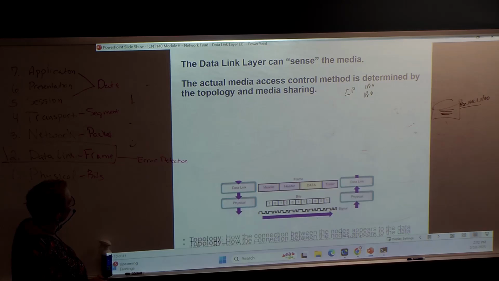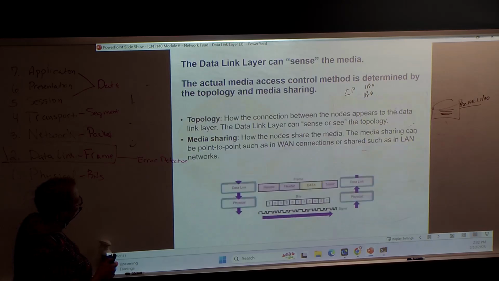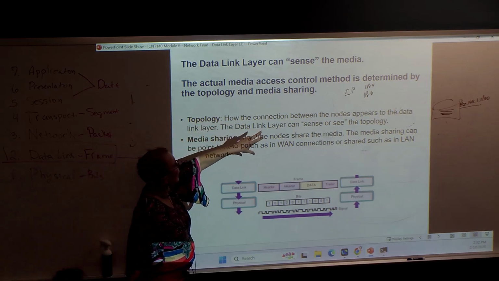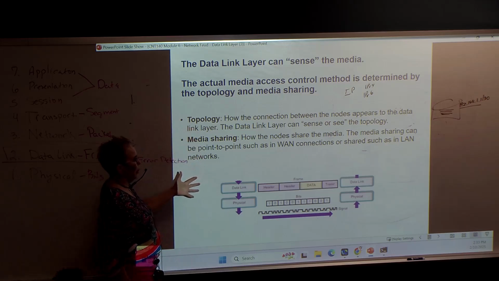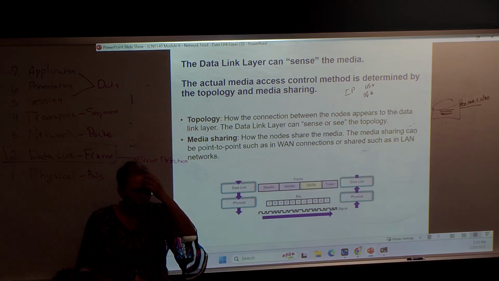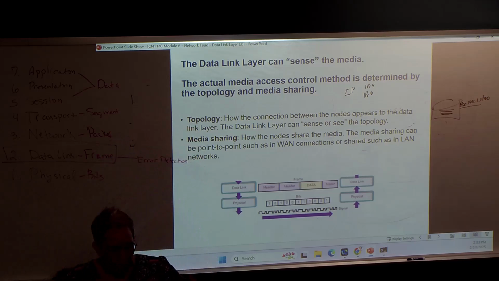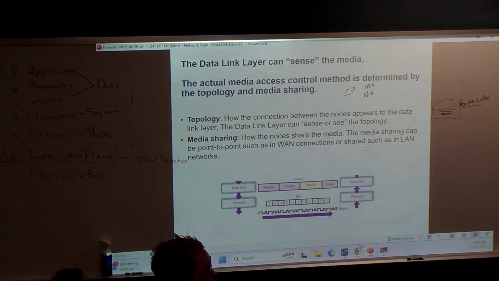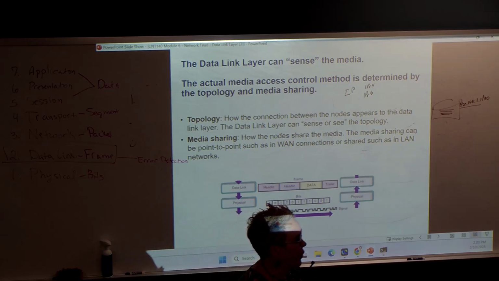Actual media access. Let me look at that. Okay, so the media access control method is determined by the topology. In other words, you might have a point-to-point connection. I might have a router that's connected to another router. There's just one way in and one way out.